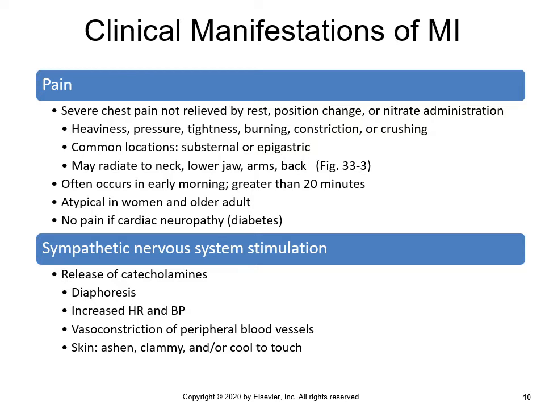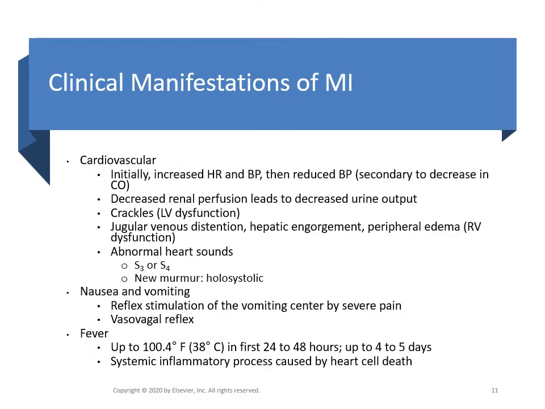During the initial phase of an MI, the ischemic heart cells release catecholamines such as norepinephrine and epinephrine that are normally found in these cells. These result in diaphoresis, increased heart rate and blood pressure, and vasoconstriction of the peripheral blood vessels. On physical examination, the patient's skin may be ashen, clammy, and cool to touch. Assessment findings in response to the release of catecholamines may include blood pressure and heart rate that are high initially. Later, the BP may drop because of decreased cardiac output. If severe enough, this may result in decreased renal perfusion and decreased urinary output.